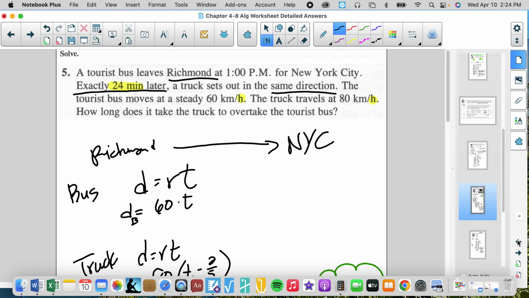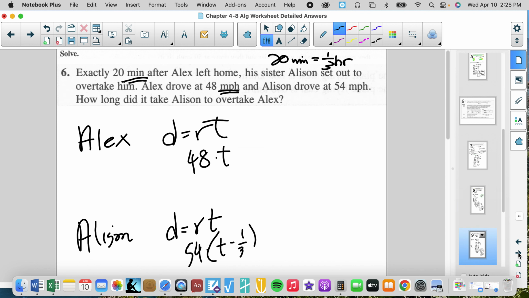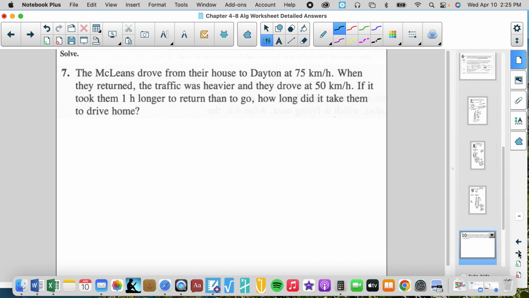Oh, let's go back. Oh, it says how long. I was wondering if it was going to say what time. That's a tricky one. See, sometimes they give you the time. So that was a sort of a trick piece of information there.